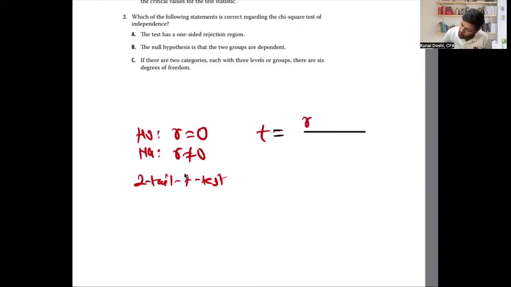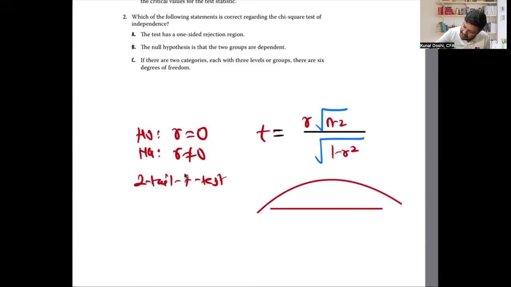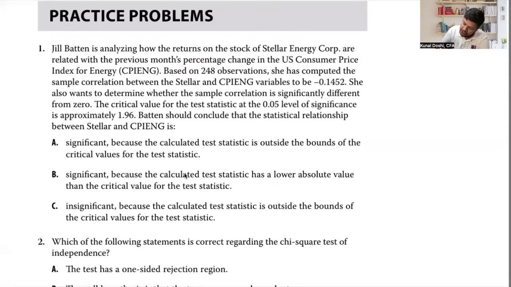Here it is: correlation times the square root of n minus 2, divided by the square root of 1 minus correlation squared. It's quite a complicated thing. But what we are going to do is plot our test statistic against the critical value. For the critical value, they will provide us with either the critical value or the table in the exam. Let's see the question.